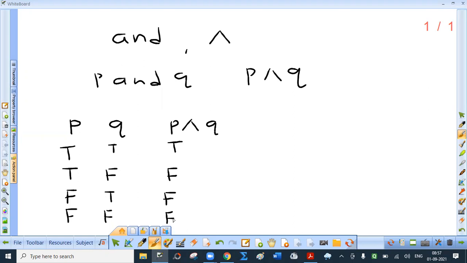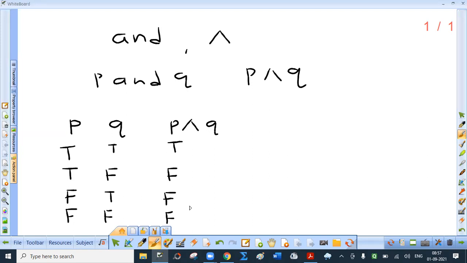In A intersection B, the elements which are present in both the sets will be included. So P is included, Q is included. That is why it is true. Now, element of P is there, but element of Q is not there, not allowed. Similarly, P is not there, but Q is there, not allowed. Both are not present. So this is again false. I hope this is clear to you.